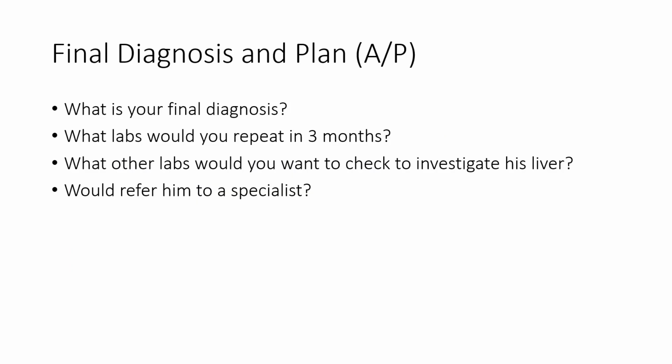So what's your final diagnosis in your plan? Well, you don't have enough information to diagnose this person with fatty liver disease right now, but it is a differential. He has 3 of the 5 criteria for metabolic syndrome, so he has metabolic syndrome. Is he pre-diabetic? Not yet. His fasting blood sugar is 91. Is he at risk for developing diabetes? Yes. He has a family history, and he is obese.